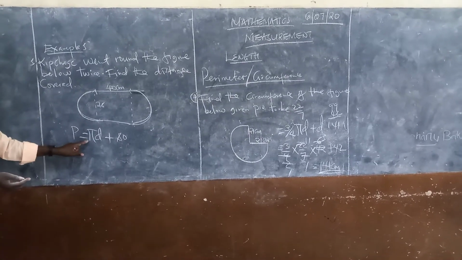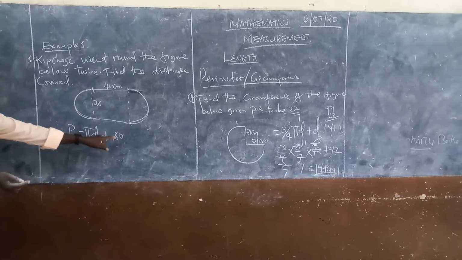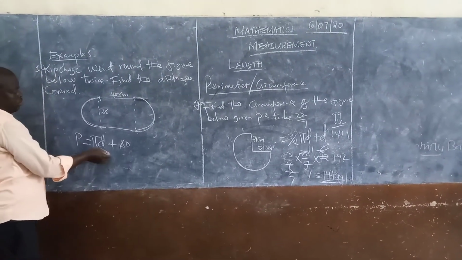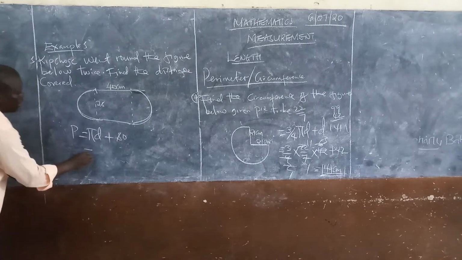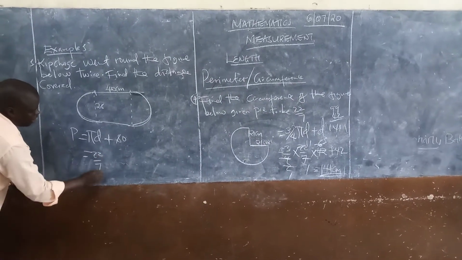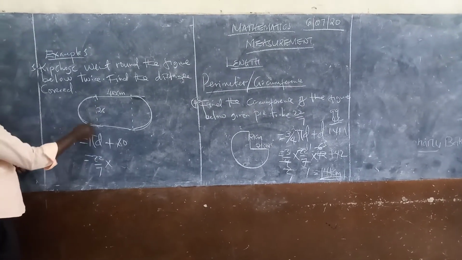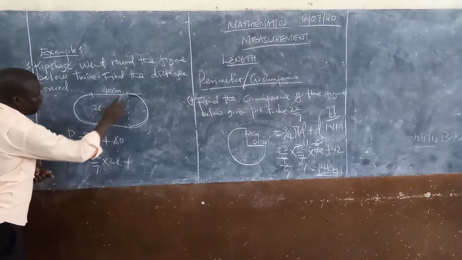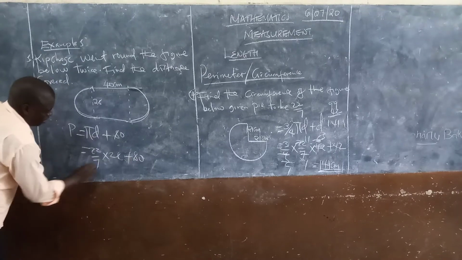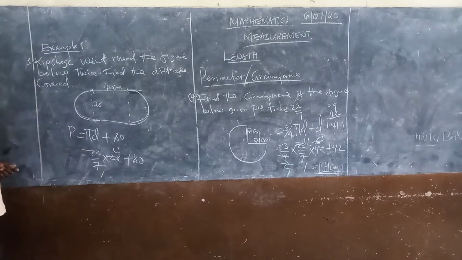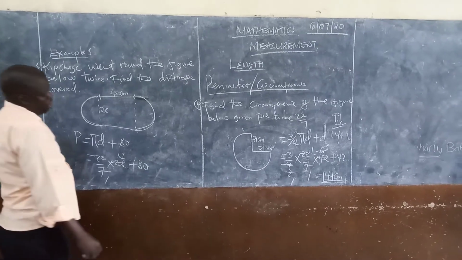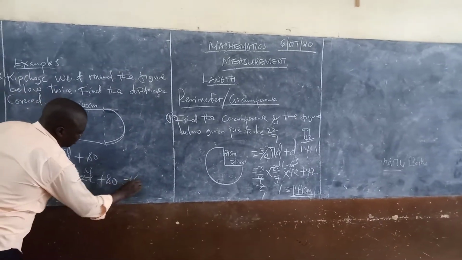We are using pi d plus 80. The 80 is this length and this length, which is 80. So definitely we have 22 over 7 multiplied by the diameter, which is 28, plus 80. 7 fours are 28, and 22 times 4 is 88. 88 plus 80 is 168. So we have 168.